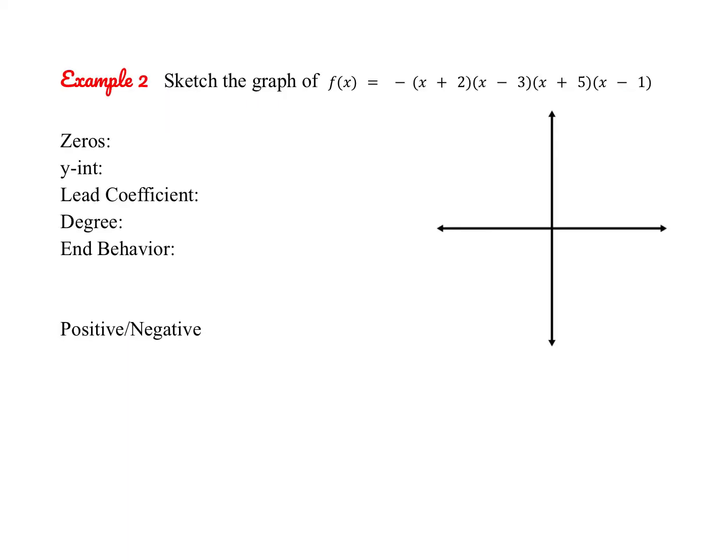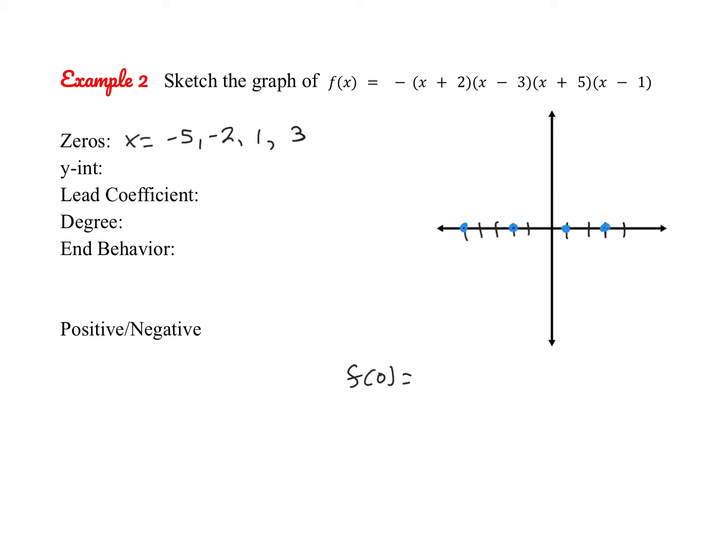Okay, let's try another one together. So here we have lots of zeros going on. So we can see that we have zeros at x equals, I'll just go low to high, -5, -2, +1, and +3. So we can plot these on our graph if we'd like. We can do that now. -5, -2, +1, +3. Let's find our y-intercept.